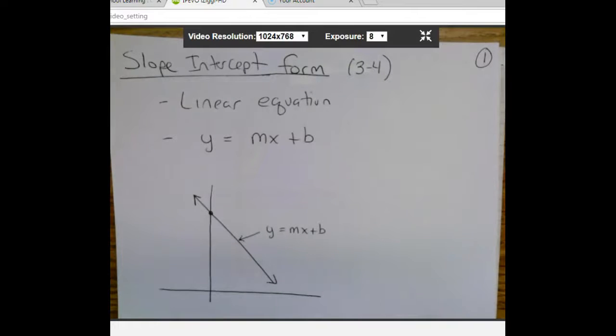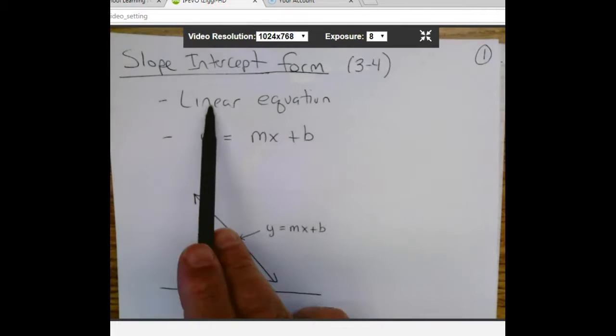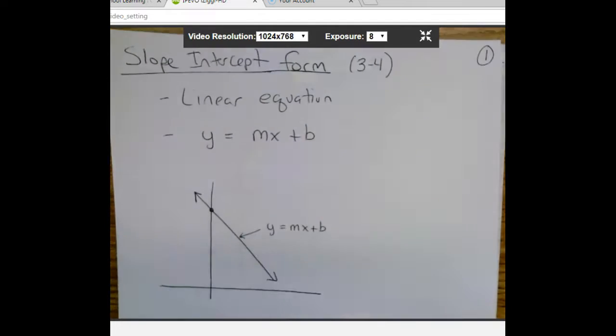Alright, so this is going to be our next notes in algebra. This is on the slope-intercept form. So we've been talking about linear equations. You see here, this has something to do with that. And you remember a linear equation is some equation that when you write it out on a coordinate plane, it will be able to form a line. And you can see this line right here.